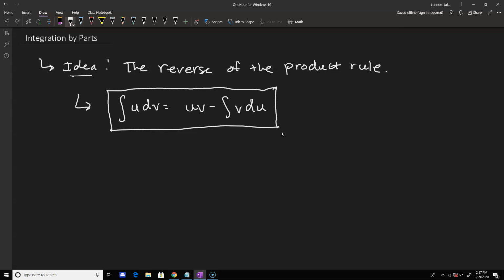It actually takes a little bit of practice what quantities we want to pick to be u and which ones we want to pick to be dv. Those are generally your choices. We want to pick something to be u and something to be dv, and then we want to rewrite using the right-hand side of this formula. So we'll just go through a handful of examples.